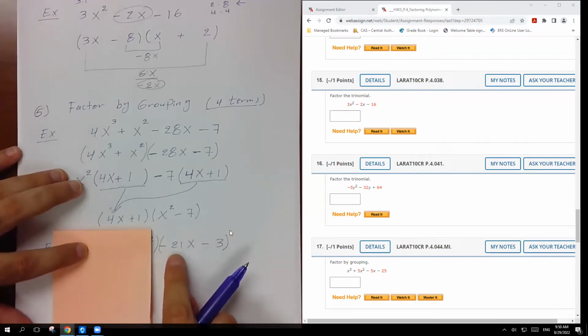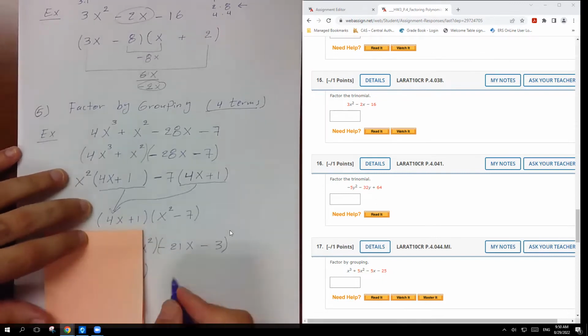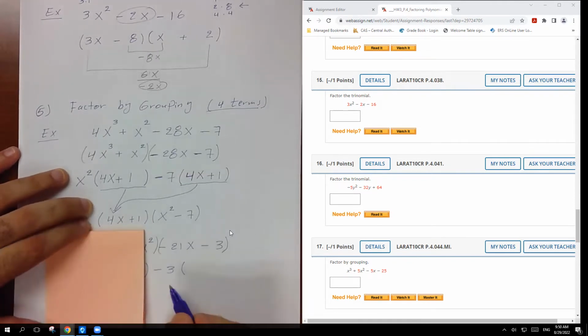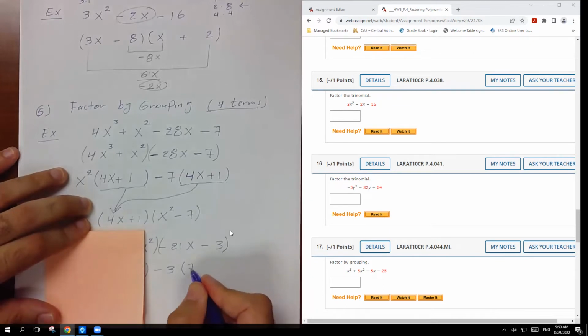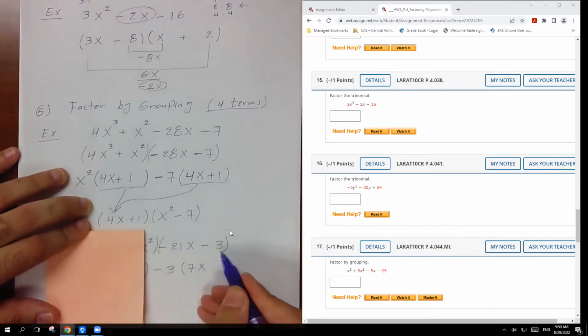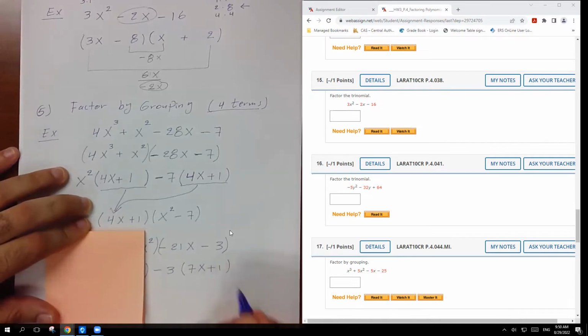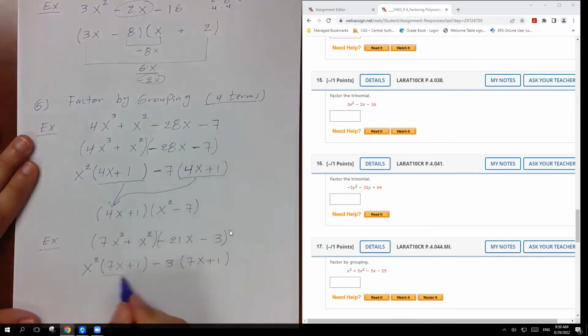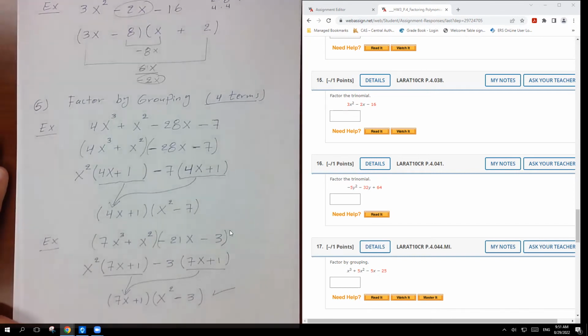Let's work on the second group. What's the common factor between negative 21x and negative 3? The common is negative 3. Open parentheses: negative 21 divided by negative 3 is going to be 7, and there's the x. Negative 3 divided by negative 3 is going to be 1. Now, this is the right solution. Why? Because I got exactly the same parentheses. So write down 7x plus 1, and the leftover is x squared minus 3. That's it for this example.